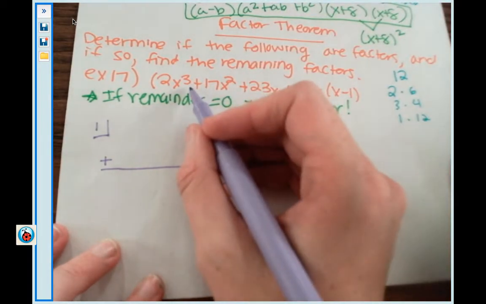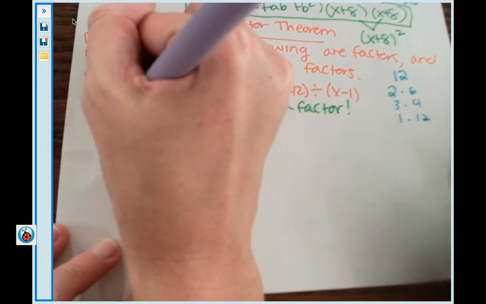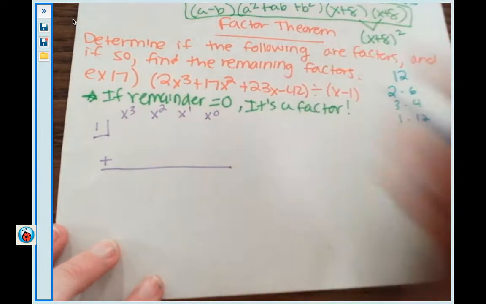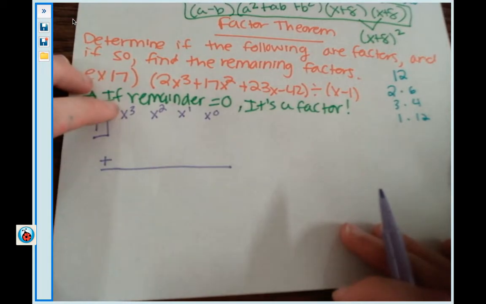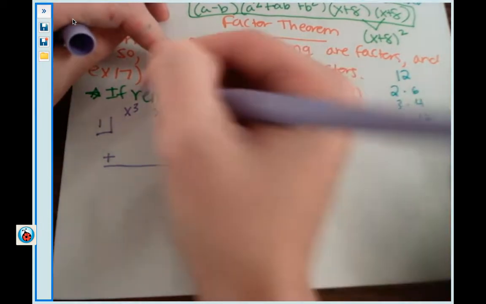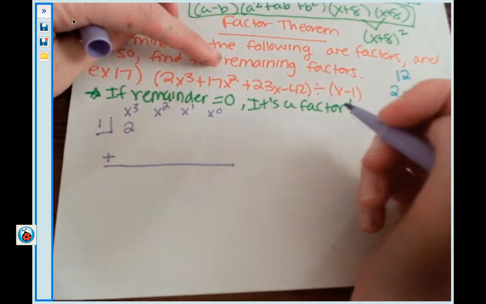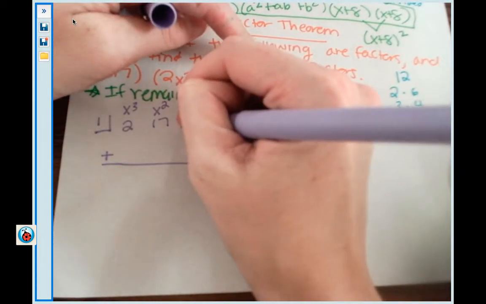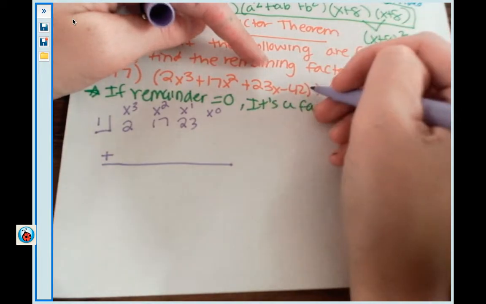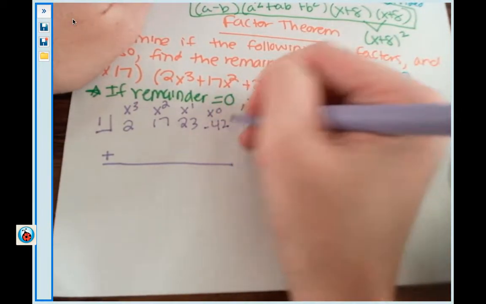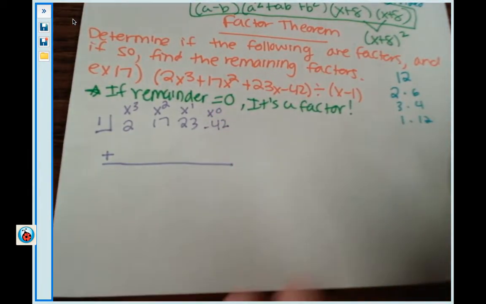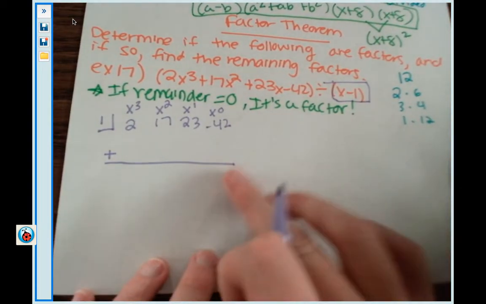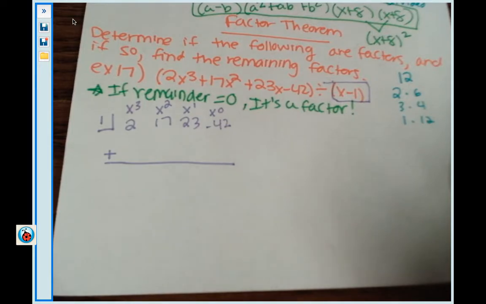My highest exponent is x to the third. So we've got x to the third, x squared, x to the first, and x to the 0. The number in front of my x cubed is a 2. The number in front of my x squared is a 17. The number in front of my x is a 23. And the number without the x is negative 42. If this guy right here is a factor, then my remainder, my last number, should be 0. So let's see what happens.